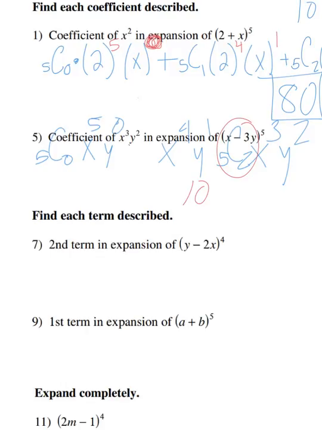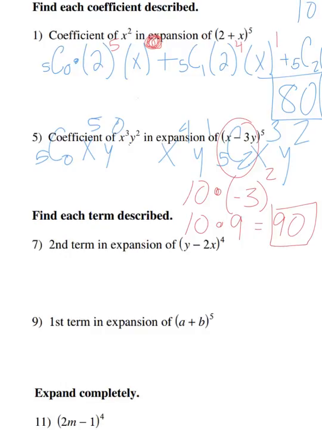And one thing I left off is you say, well, Mr. Carter, what about that -3 on the y? Well, that actually gets powered as well, and since it's attached to the y, it has the same power as the y in that spot. So my y has an exponent of 2. I need to take that -3 and apply an exponent of 2 on it as well. So I'm going to end up with 10 times -3 squared. So 10 times 9, or 90.